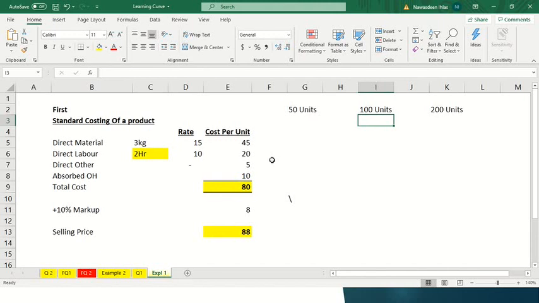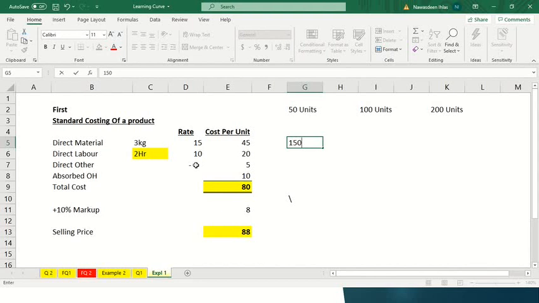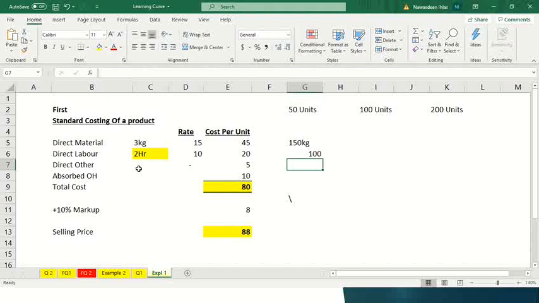So here the learning curve applies only for this particular labor requirement, right? It won't apply for the material requirement. When we produce the first unit, we need 3 kilograms. If we produce 50 units, obviously we need 50 times 3, which means 150 kilograms. If we are producing 50 units, per unit we need 2 labor hours, so for 50 units we need 100 labor hours, right? The 5 rupee cost per unit is not relevant here. The main part, the labor cost, will get impacted.